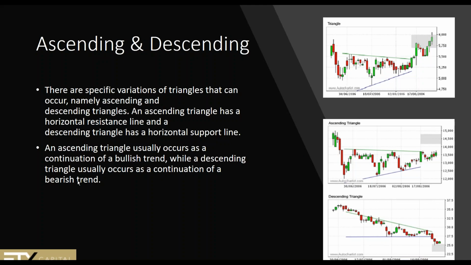Now, there are specific variations of triangles that can occur, namely ascending and descending triangles. An ascending triangle has a horizontal resistance line, and a descending triangle has a horizontal support line. An ascending triangle usually occurs as a continuation of a bullish trend, while a descending triangle usually occurs as a continuation of a bearish trend. But there is no law that it cannot be the opposite.